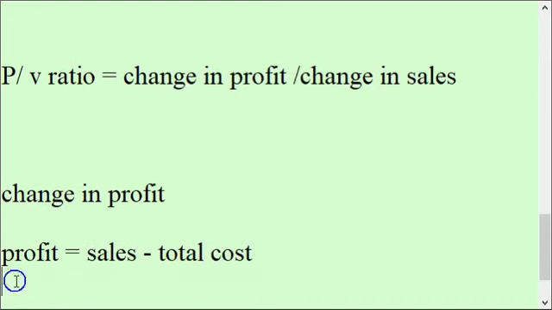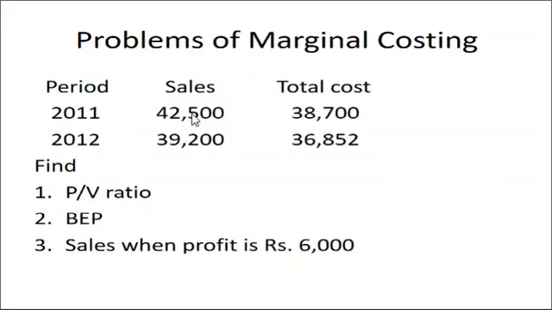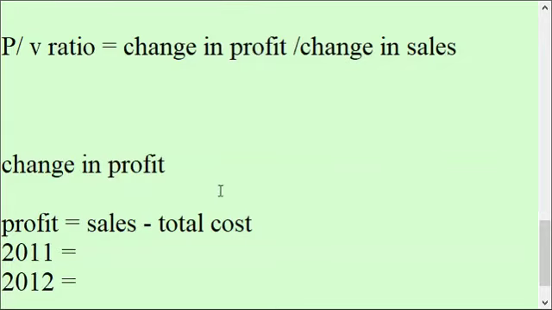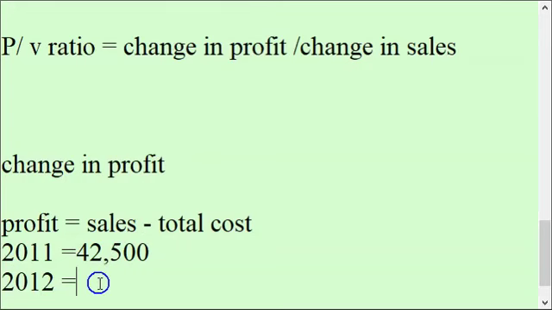So in the year 2011, what is the sales? Next, in 2012, what is the sales? First we find this. Okay, 2011 sales is 42,500, and 39,200 in 2012. 39,200. Okay.